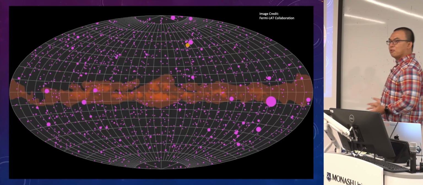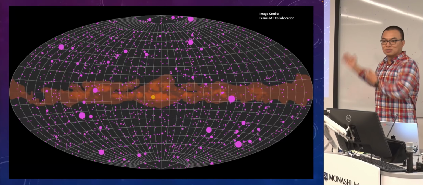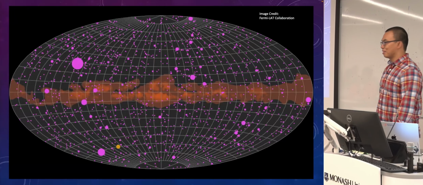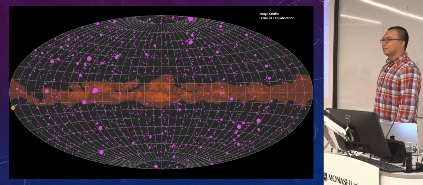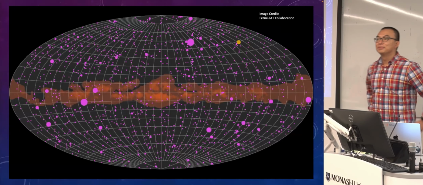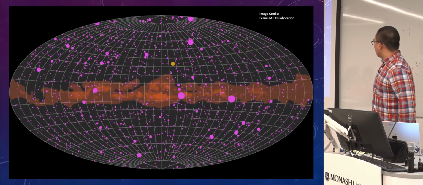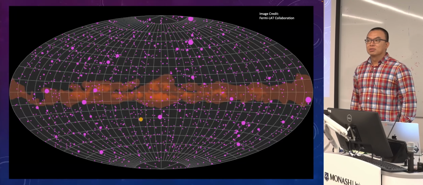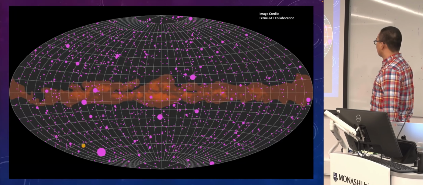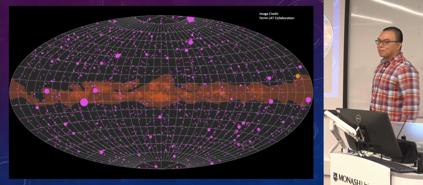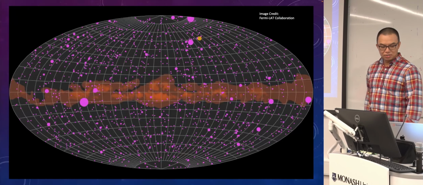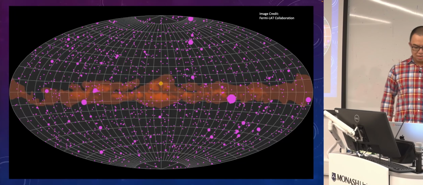Okay, so I'm going to pause for a little bit and see if there are any questions regarding Fermi and the Large Area Telescope in general. Yeah? What are all these sources? So most of them are AGNs and pulsars, and some others. Yeah, most of them are actually AGNs, blazars, all of the similar kind.